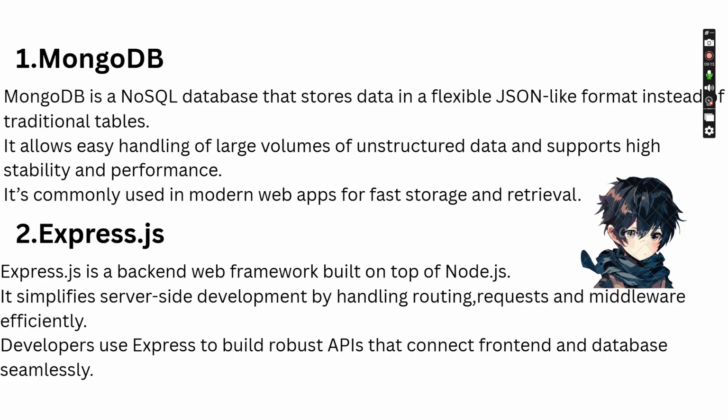Express.js. Express.js is a backend web framework built on top of Node.js. It simplifies server-side development by handling routing, requests, and middleware efficiently. Developers use Express to build robust APIs that connect the frontend and database seamlessly.